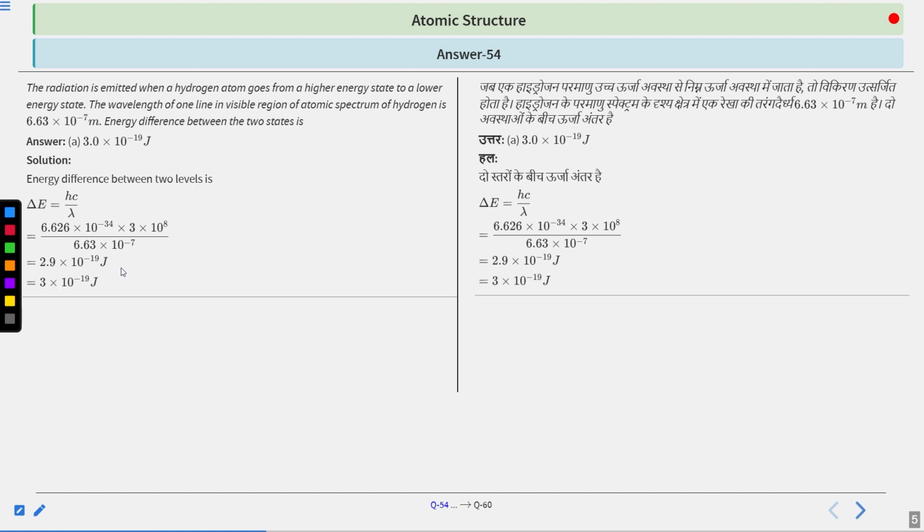Or we can write it approximately 3 into 10 to the power minus 19. So this is your answer. This was only asked, what is the energy difference between the two states. So we have calculated it using this very simple relation. Okay. Moving on to the next question.